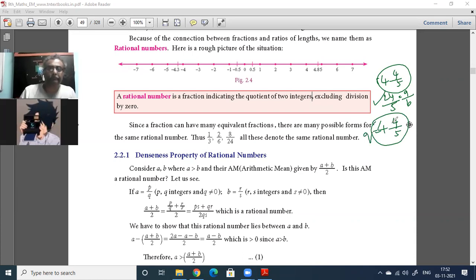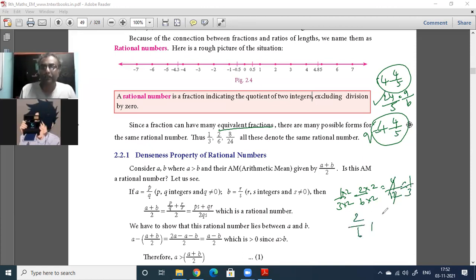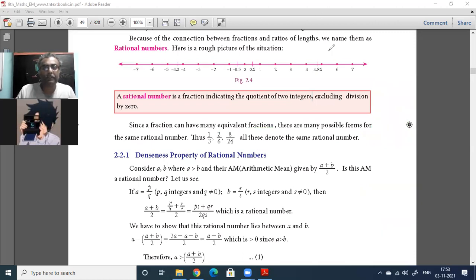Since a fraction can have many equivalent fractions, there are many possible forms for the same rational number. You can have 1/3, you can have 2/6. Just multiply by 2, multiply by 2, 2/6. Multiply by 2 again, 4 by 12. Again, if you divide, it becomes 1/3 only. But you can express it as 2 by 6, 4 by 12, 3 by 9. All these ways you can express it. So the denseness property of rational numbers is an important thing.